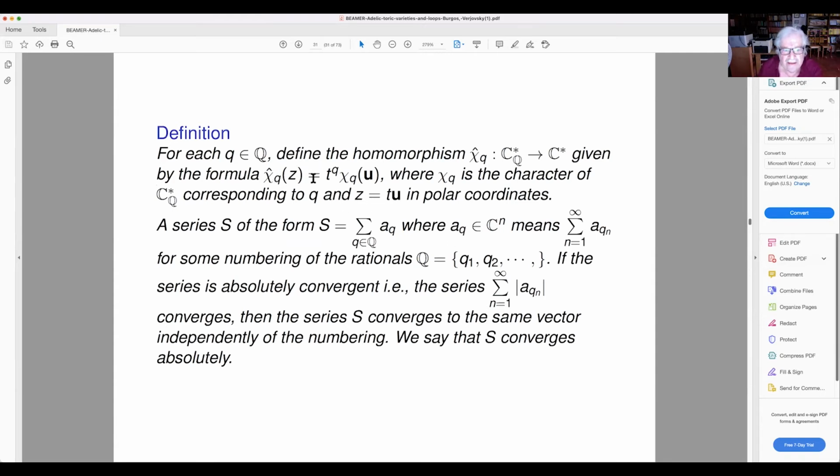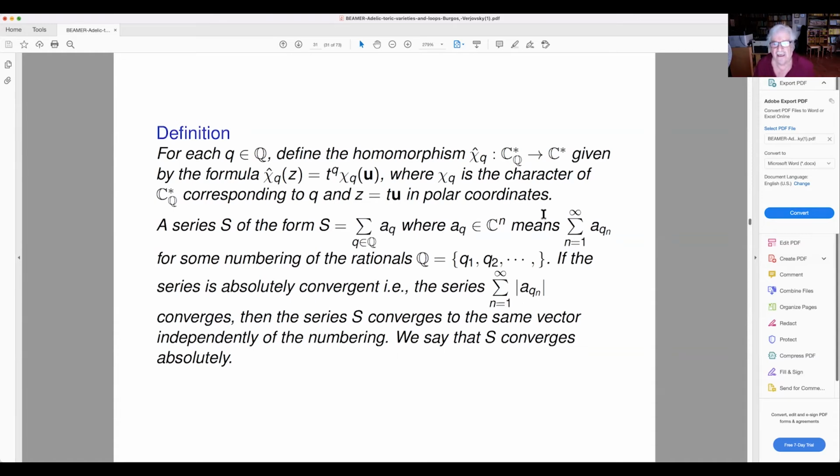Now we take the group of characters of C star, and this is like polar coordinates. Since the group of characters is Q, you have to do Fourier analysis over Q. So the Fourier coefficients are indexed by Q, and therefore we have to make precise what we mean by a power series. And so this is the definition. You take an index by the rationals, give any numbering of the rationals, and take this sum. And if it's absolutely convergent, it doesn't matter what numbering.